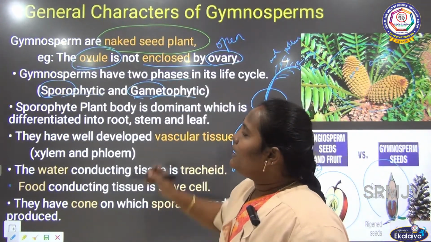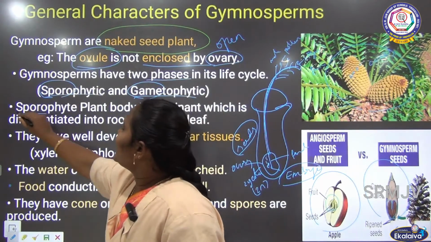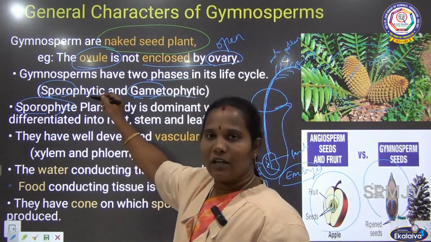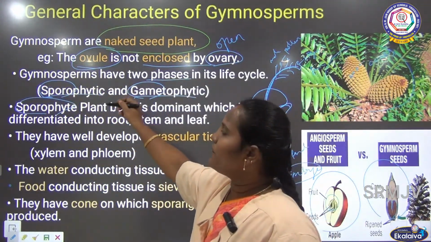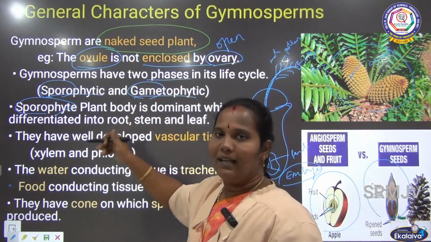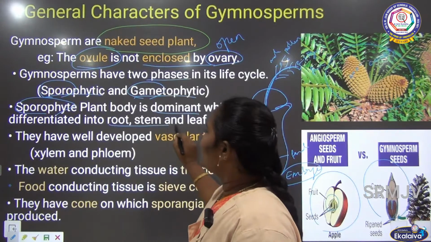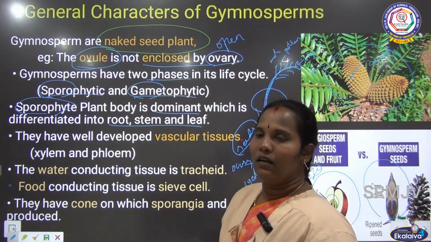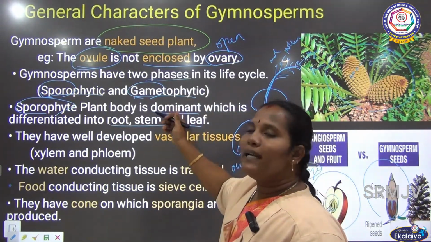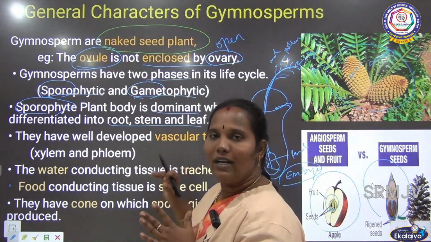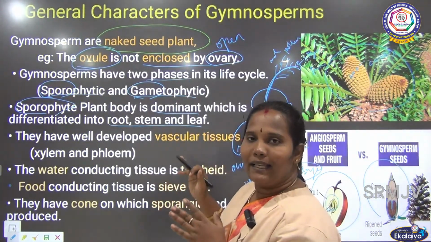Afterward, here the sporophytic generation is dominant. The gymnosperms have a sporophytic generation, which is dominant. Why? Because it has different parts like a root and stem. But the gametophytic generation is not dominant, because it is a thallus type.